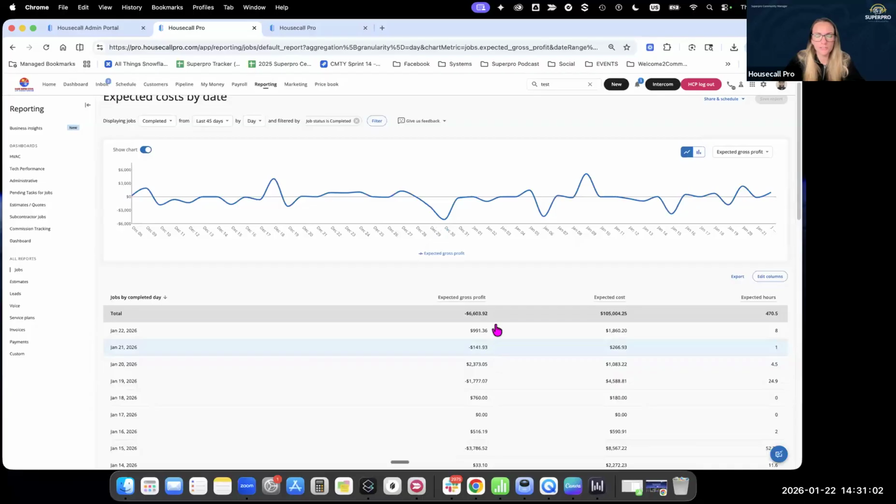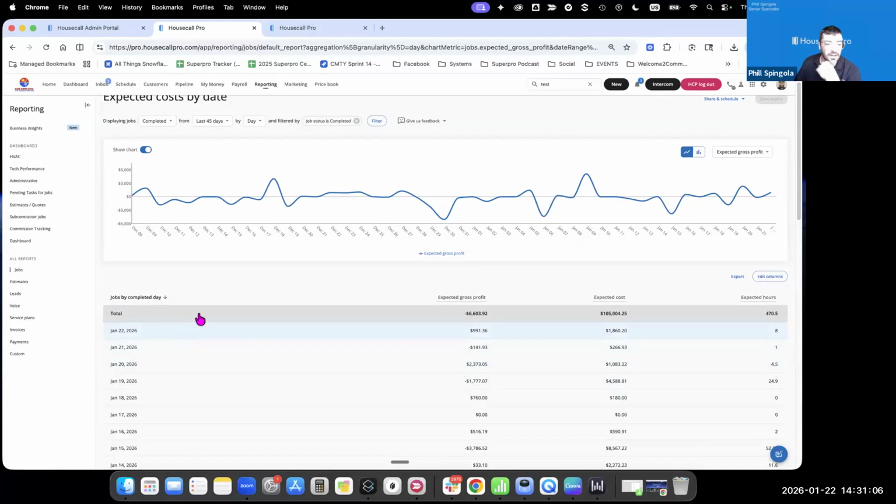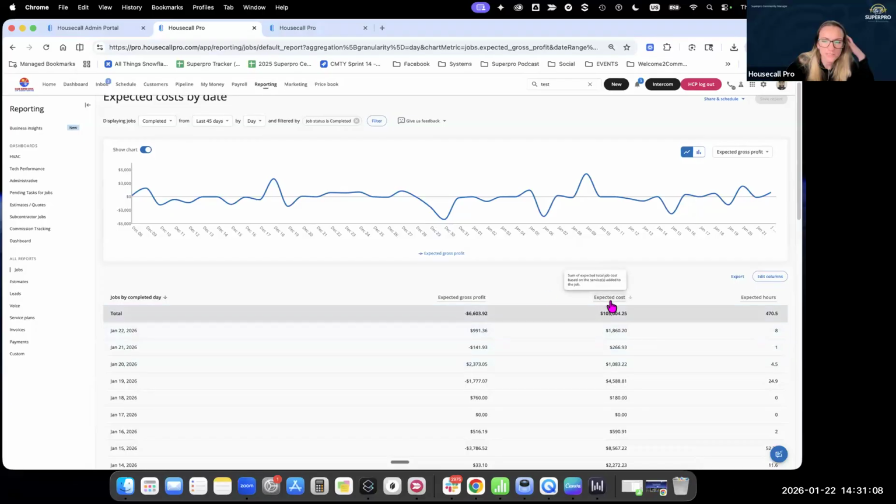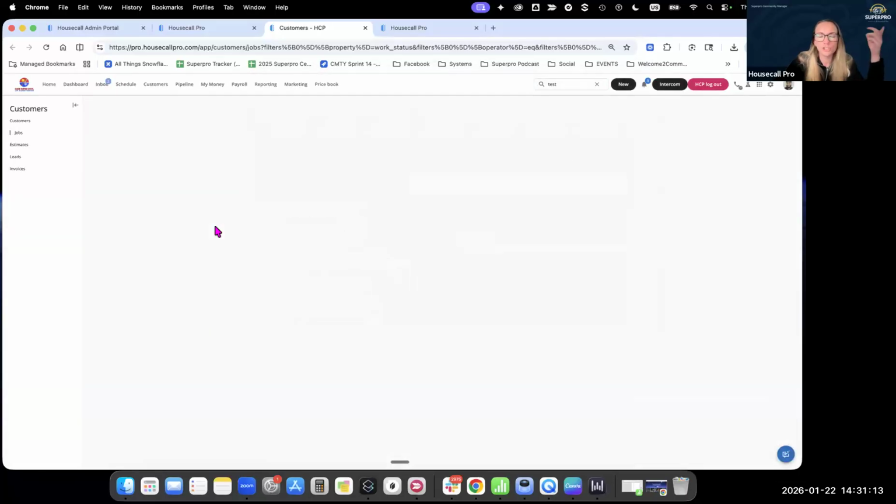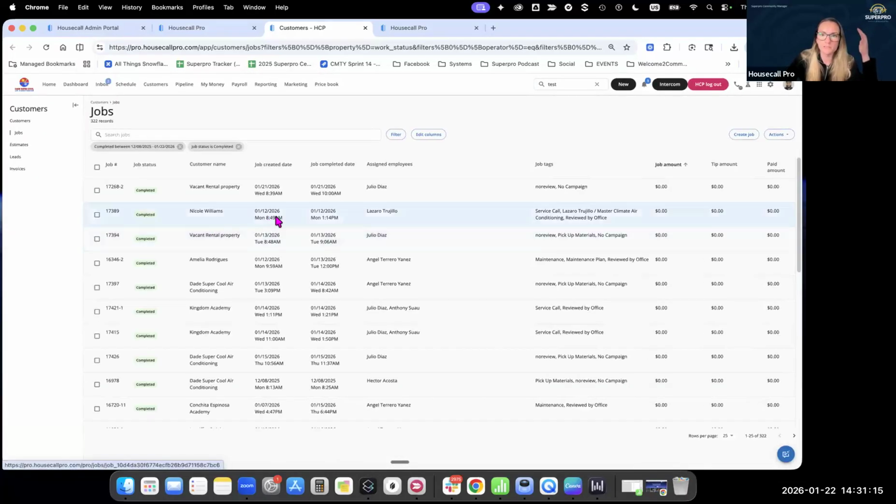I think it's on the next screen. Correct me if I'm wrong. So here's expected cost. That's right, that's what it looks like. That jargon, I think, not everybody is familiar with.